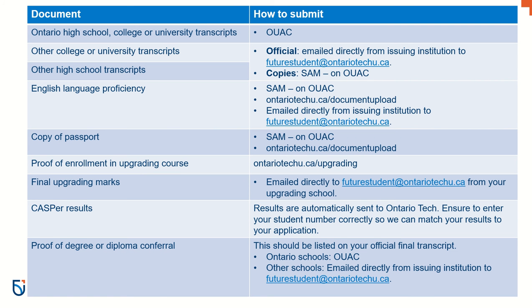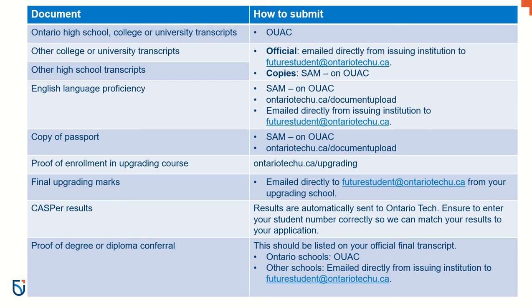So here are some examples of documents that we would require and how to submit them. If you attended an Ontario high school, college, or university, to submit your transcripts, they should be ordered through OUAC. If you attended another college or university, to have it officially sent to us, it can be emailed directly from the issuing institution to futurestudent@ontariotechu.ca. If you would like to send in a copy, you can do that through the Secure Applicant Messaging tool, which is SAM through OUAC.